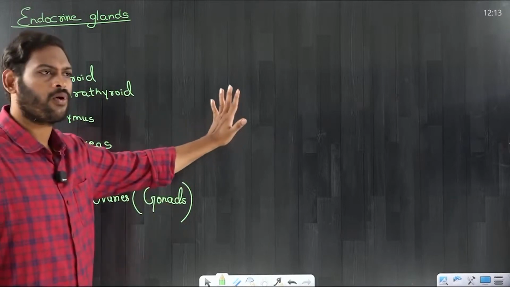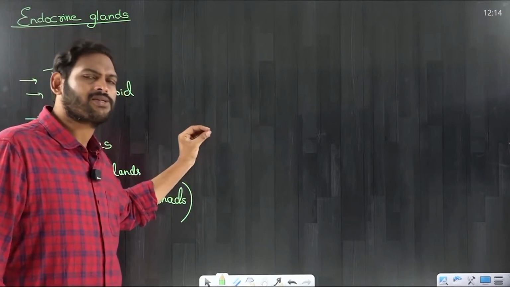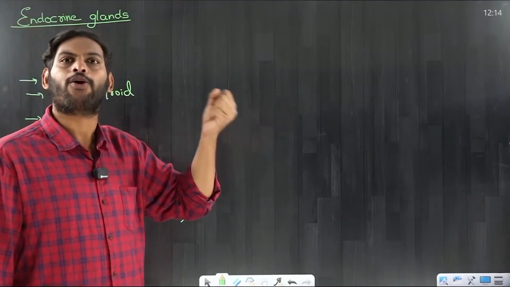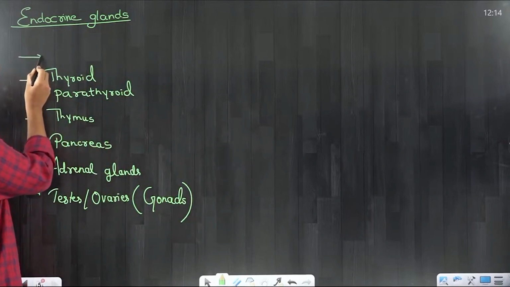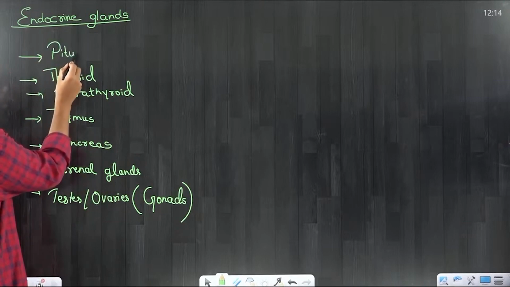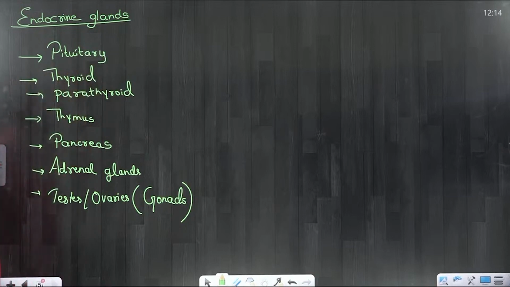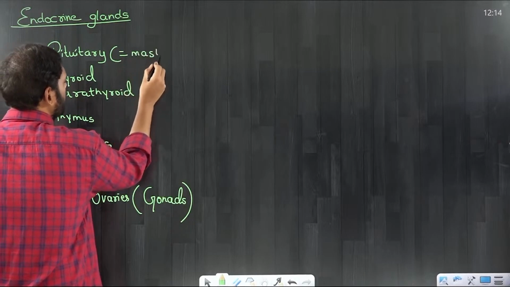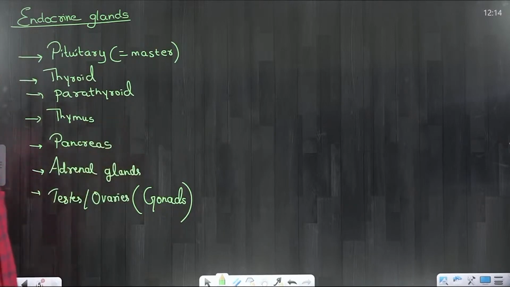And most of these glands will be directly or indirectly controlled by a gland inside your brain, that was pituitary. Often pituitary was regarded as the master gland because it controls many other glands.